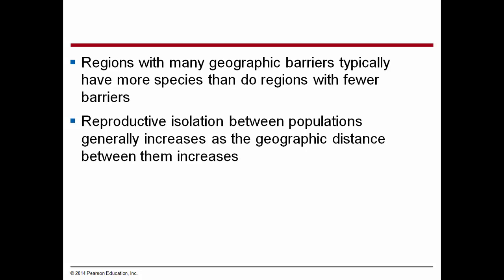Reproductive isolation between populations generally increases as geographic distance between them increases. We're going to see a little graph about this at the end of the chapter. I don't know why they put it there and they didn't put it here, but that's where it is.